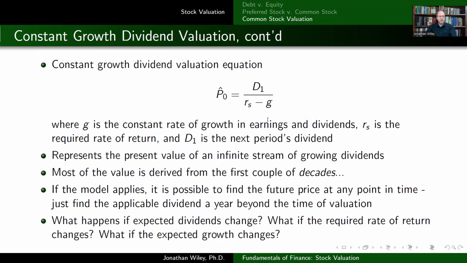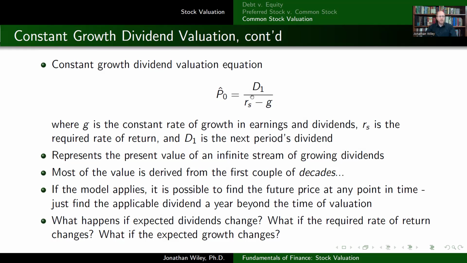On the other hand, what if the growth rate gets larger? Well, if the growth rate gets larger, then I have a bigger number here that I'm subtracting, which is going to make the denominator smaller. And if I take the same number divided by a smaller denominator, then my expected price is going to get larger. So if I have a more growth expectation than I used to, then the price would go up because we are essentially valuing all of that growth.